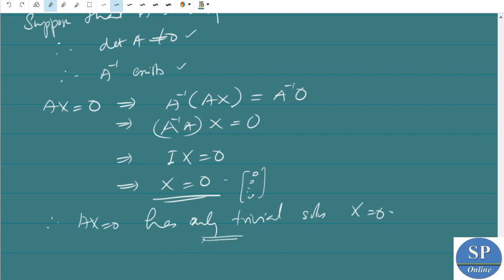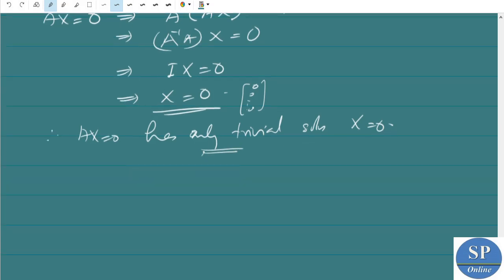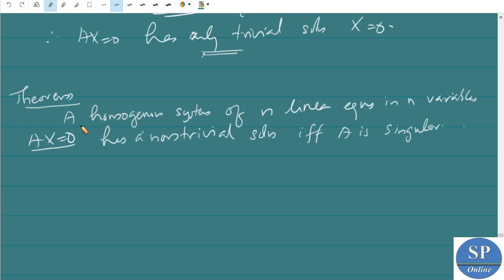അപ്പോൾ നെക്സ്റ്റ് തിയറം പറയുന്നത്, a homogeneous system of n linear equations in n unknowns, Ax equal 0, has a non-trivial solution, non-trivial solution എന്ന് പറഞ്ഞാൽ 0 അല്ലാത്ത സൊല്യൂഷൻ, if and only if A is singular. കഴിഞ്ഞ തിയറത്തിൽ ഡയറക്റ്റായിട്ട് എഴുതാൻ പറ്റുന്നതാണ്. കഴിഞ്ഞ തിയറം പറഞ്ഞത്, Ax equal 0 has only trivial solution if and only if A is non-singular. ജസ്റ്റ് ഓപ്പോസിറ്റ് ആയിട്ട് വരുമ്പോൾ, A സിംഗുലർ ആണെങ്കിൽ, അതായത് ഡിറ്റർമിനന്റ് ഓഫ് A ഈക്വൽ ടു 0 ആണെങ്കിൽ, Ax equal 0 has a non-trivial solution, അതായത് 0 അല്ലാത്ത സൊല്യൂഷനും കൂടെ ഉണ്ടാവാം.